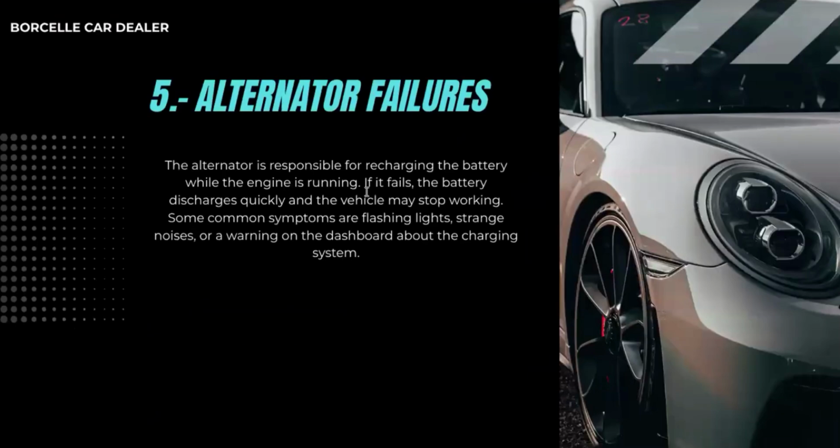5. Alternator failure. The alternator is responsible for recharging the battery while the engine is running. If it fails, the battery discharges quickly and the vehicle might stop working. Some common symptoms are flashing lights, strange noises, or a warning on the dashboard about the charging system.